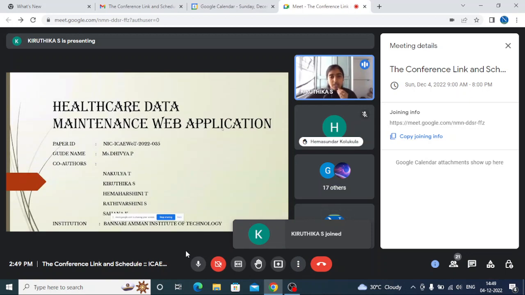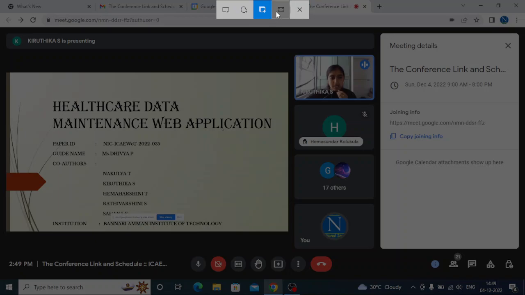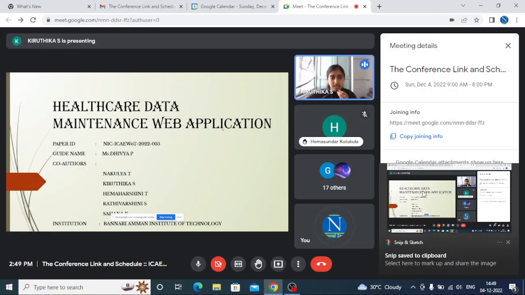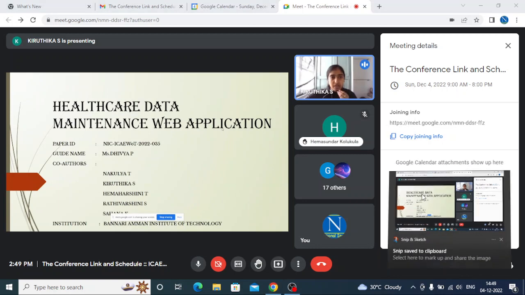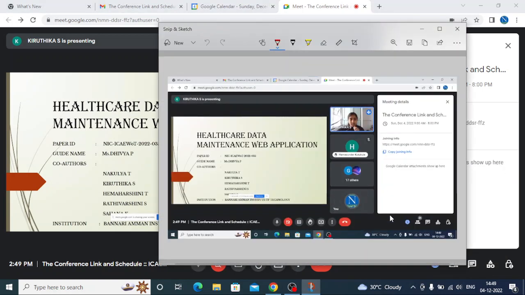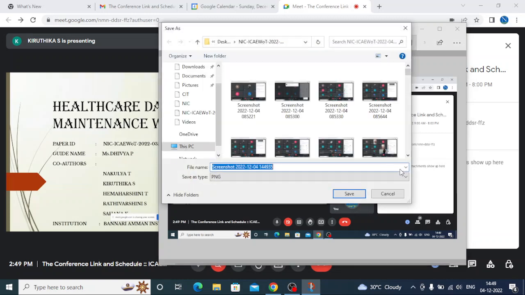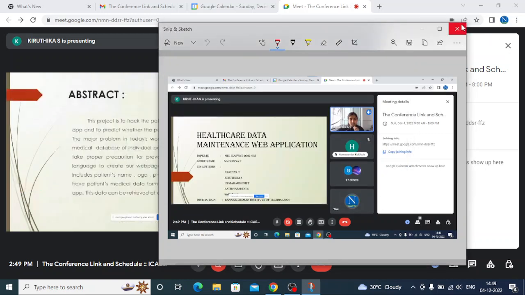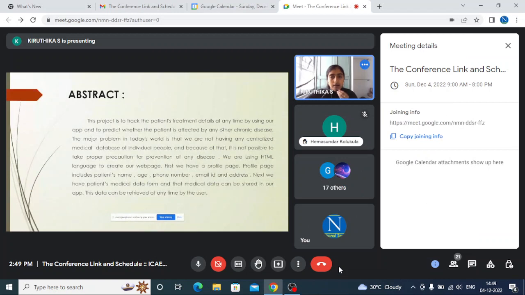Sir, good afternoon, sir. I'm Kritika from Banariaman Institute of Technology, and my teammates are Nakulya, Hemahashini, Radivashini, and Sahana. They are present in the meeting, and our guide is Ms. Divya. Our project is about healthcare data maintenance, and we are developing it as a web application. It is about tracking the treatment details of patients, and an additional feature is to predict whether patients are affected by any disease or not, which is in process. As the slides go by, I'll explain it further, sir.